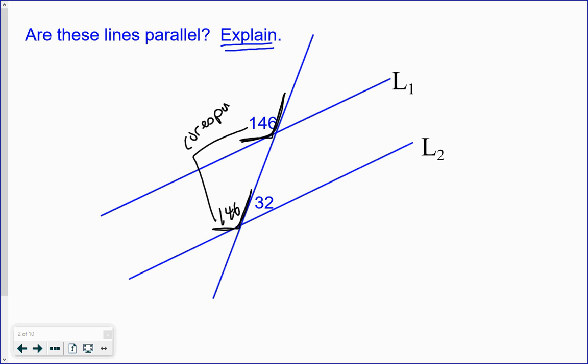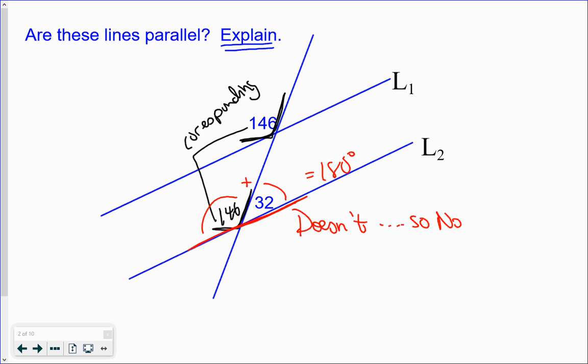Now, if these two lines are equal, then what I have here is a straight line, which means that this plus this should equal 180 degrees. And it doesn't. So they're not parallel. Now, that is not the only way you could describe this. You could describe this in countless ways.